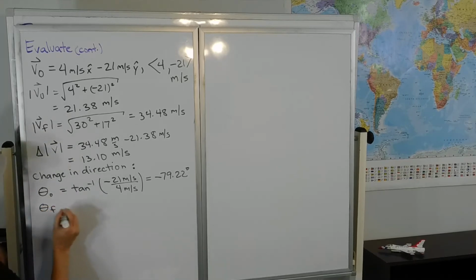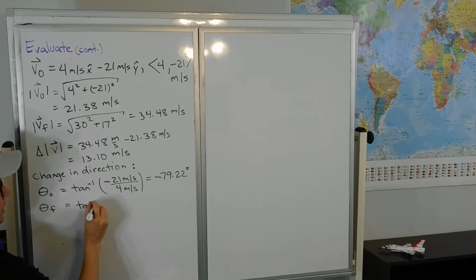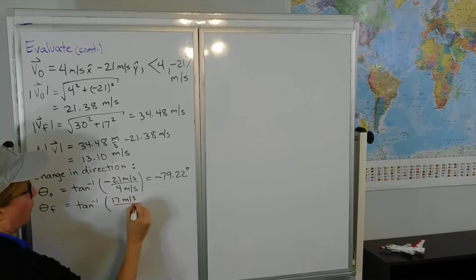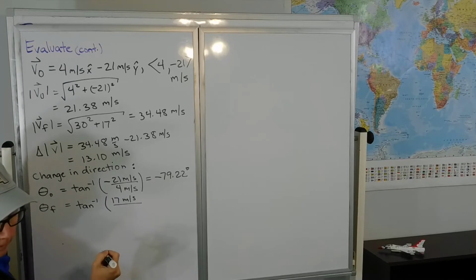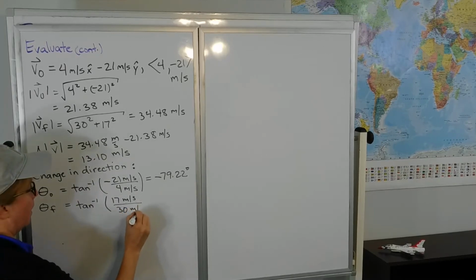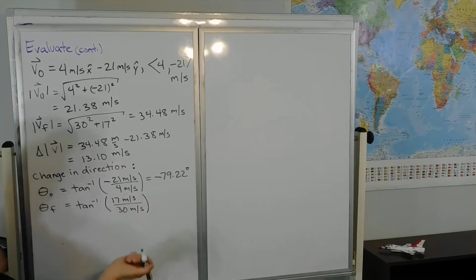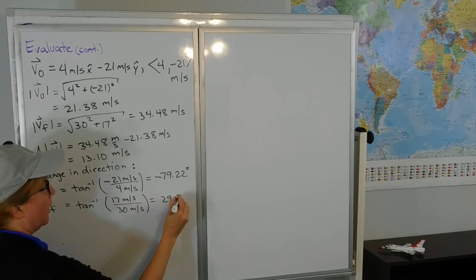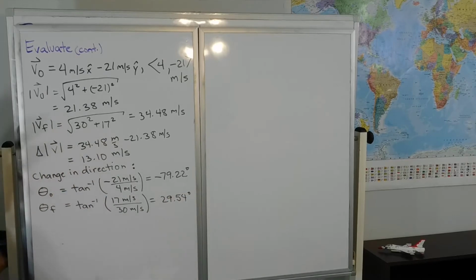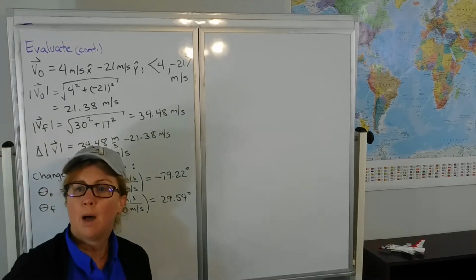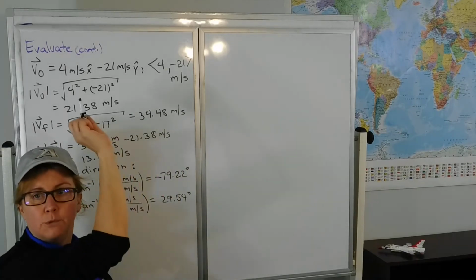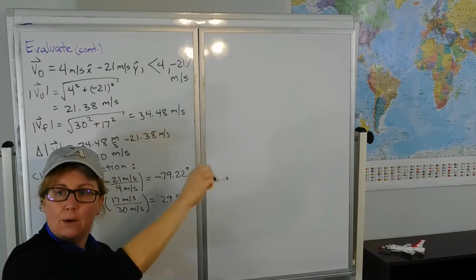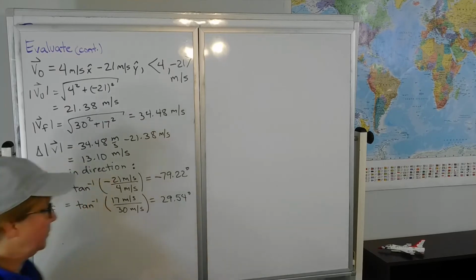And if we find the final angle, we will have the inverse tangent of the final y component of velocity over the final x component of velocity, and that's going to give us an angle of 29.54 degrees. So if we think back to our drawing, a positive angle is going from the x-axis up toward the y-axis, in the counterclockwise direction, and a negative angle would be moving in a clockwise direction, just to help you picture that in your mind.